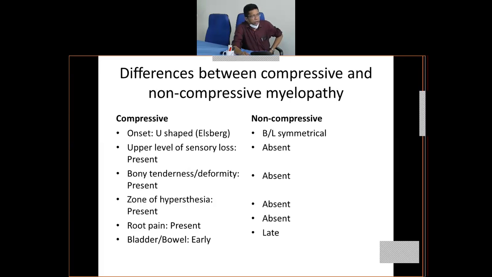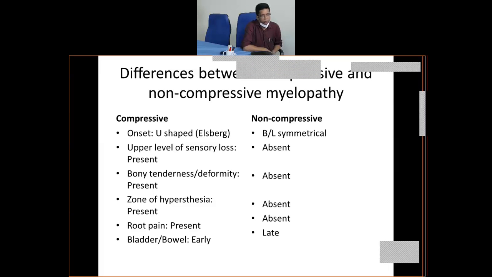Then coming to how to differentiate compressive versus non-compressive myelopathy. Once you get a patient with myelopathy, the first thing you have to rule out is the central cerebral causes of myelopathy. Once you rule out cerebral causes, then it comes to the spinal cord. And in the spinal cord, the most important question is whether it is compressive or non-compressive.